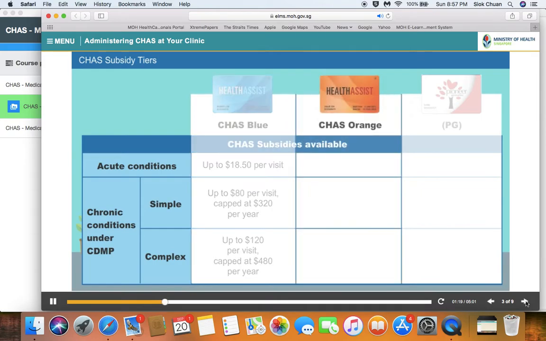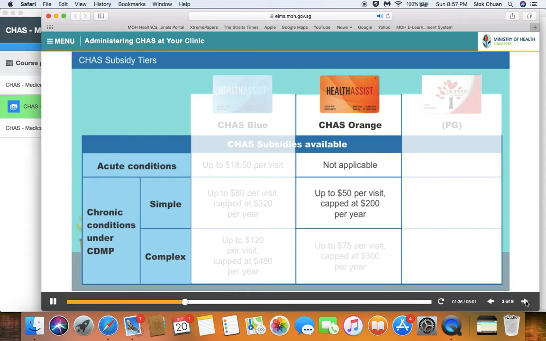For patients with a CHAS Orange card, there are no CHAS subsidies for visits for acute conditions. CHAS Orange patients under the Chronic Simple tier can be subsidized up to $50 per visit, capped at $200 per year, while those under the Chronic Complex tier can be subsidized up to $75 per visit, capped at $300 per year.